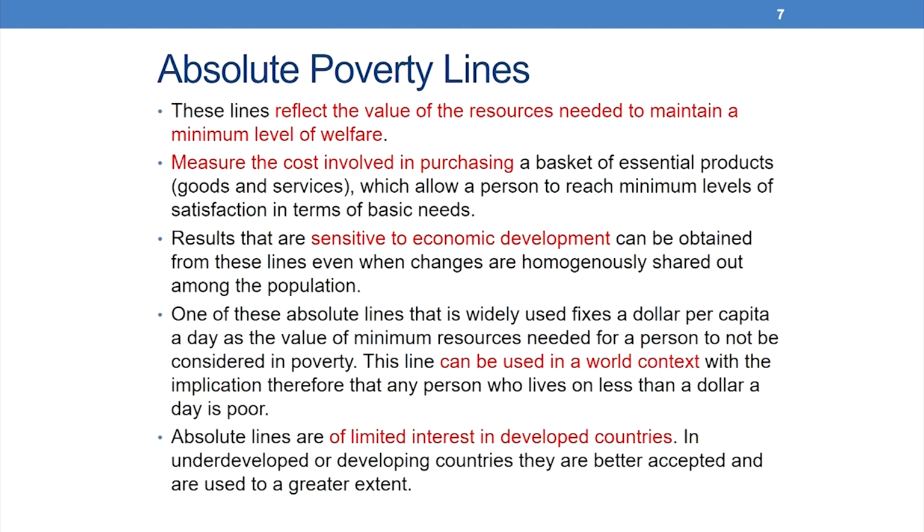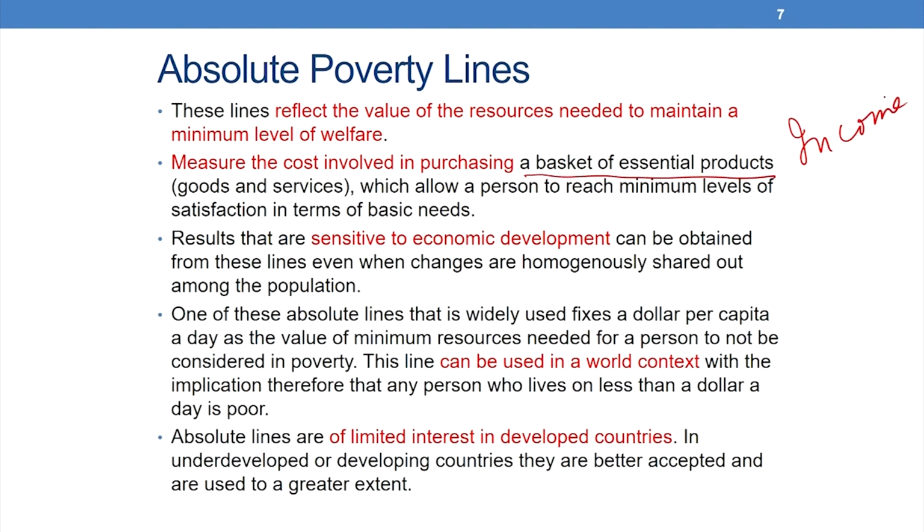In the Indian context, income poverty is considered to be the criterion for deciding upon people who are poorer in our society. So if we have to come up with a definition of poverty line, these lines basically reflect the value of the resources needed to maintain a minimum level of welfare, and they measure the cost involved in purchasing a basket of essential products, usually goods and services, which allow a person to reach minimum levels of satisfaction in terms of basic needs. So when we are referring to a basket of essential products here, we are mostly referring to income.